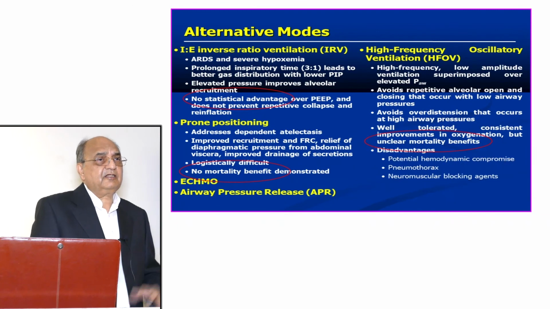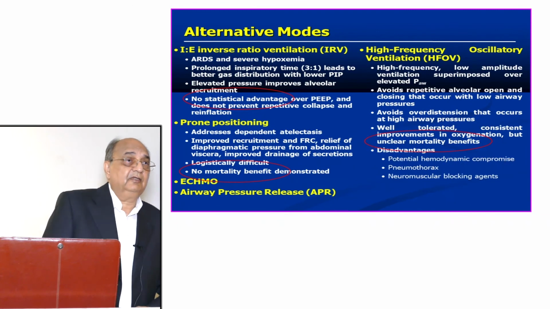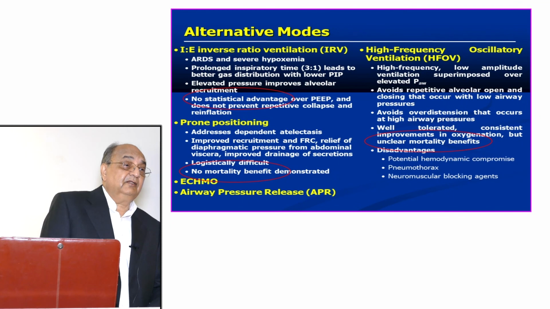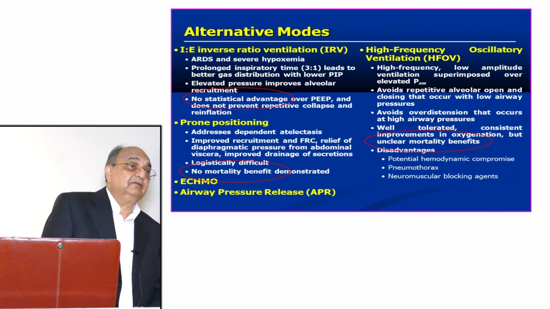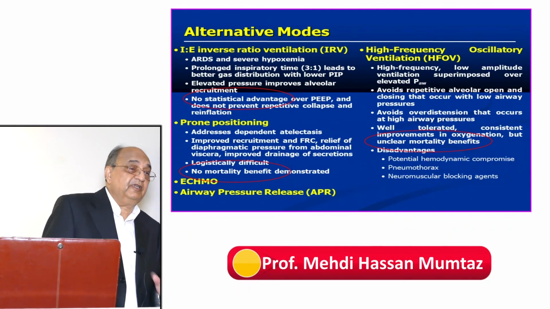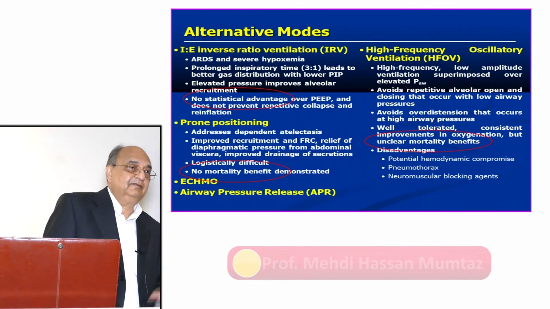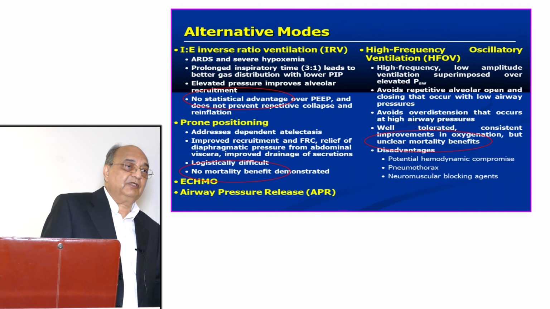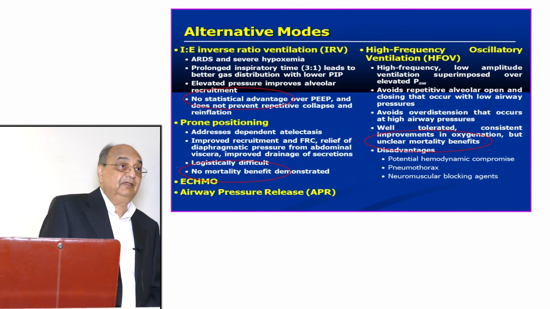In an ARDS type of picture, if there is a severe lung infection, then the problem is oxygenation. So you will have to increase the inspiratory phase. If you reverse it, you make the inspiratory period longer than the expiratory period, this is called inverse ratio ventilation. That will definitely improve the oxygenation also.